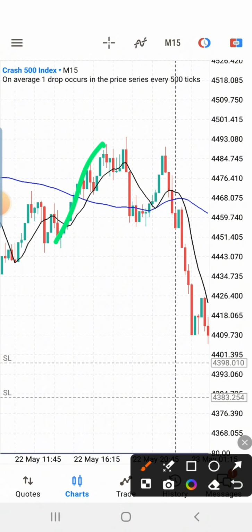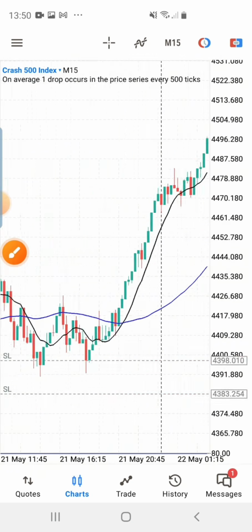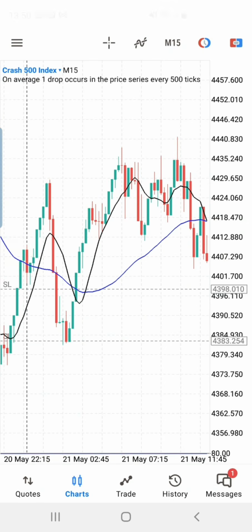Price pushes up above our blue moving average, then gives us the double top that we need. We simply wait for the price to close below here, we make our entry, and boom, you can see how price massively drops all the way to the downside. So these are very simple stuff. Look at another example, guys.